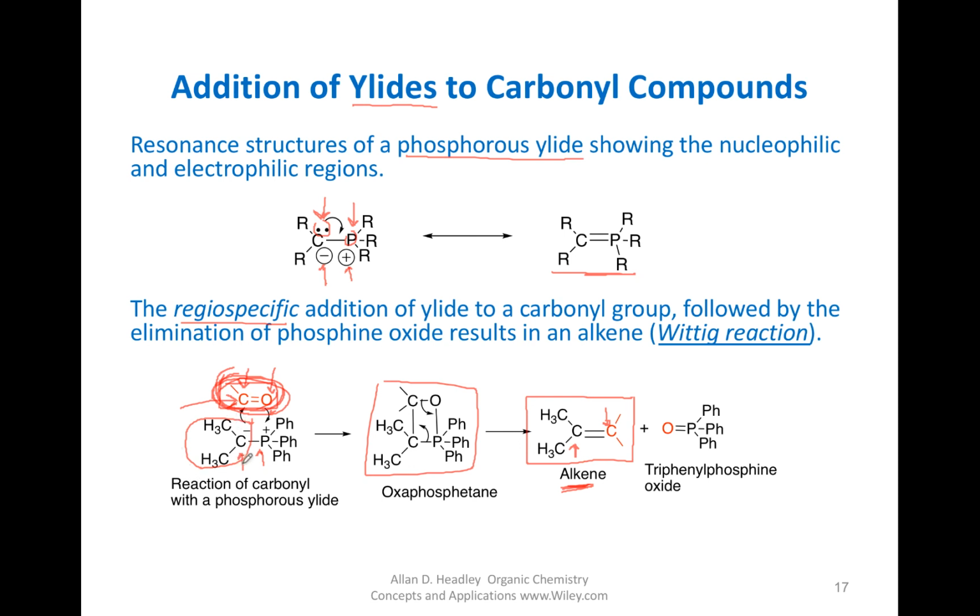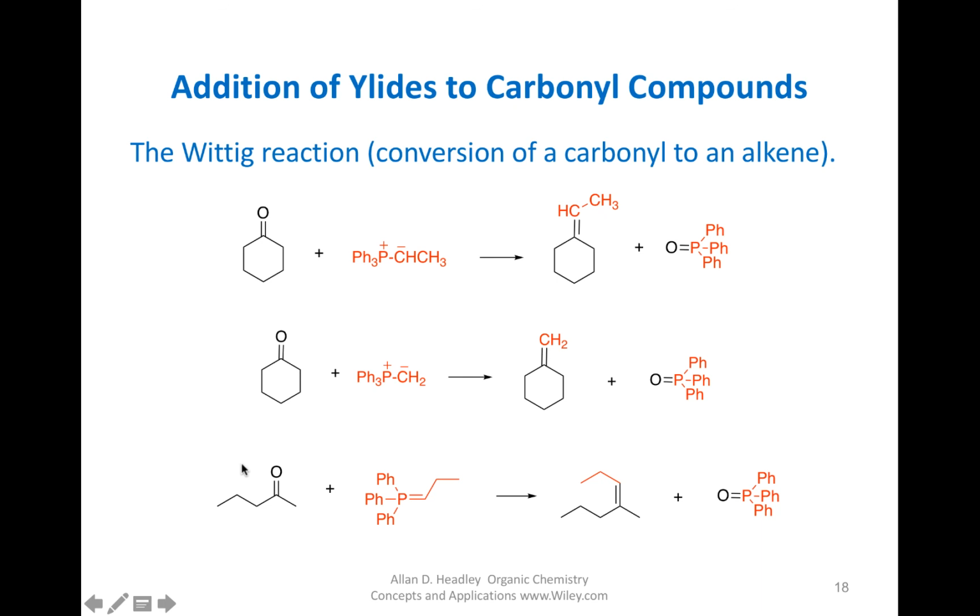Okay, let's see if we can apply that chemistry. Here we have our carbonyl, and here is the ylide. We know the phosphorus will add here, and the carbon will add here to form the four-membered ring that falls apart to form here the alkene.